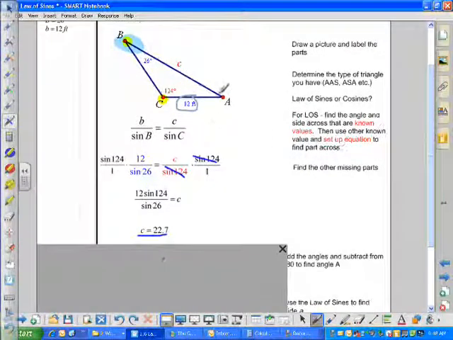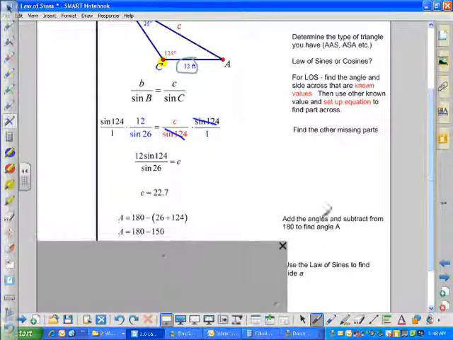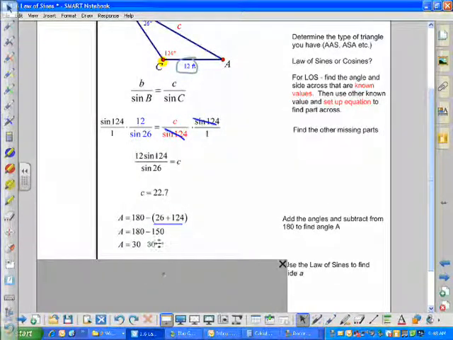Now, we still have to find angle A and side A. To find angle A, we add the angles that we know and subtract from 180, because we already knew two of them. We knew 124 and 26. We add that together, we get 150. Subtract that from 180 and we get 30. So I'm going to label my triangle with it as well. There's angle A, it's 30 degrees.